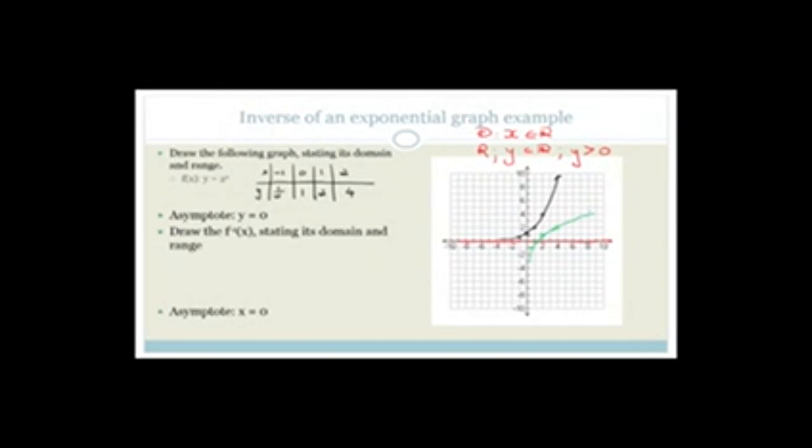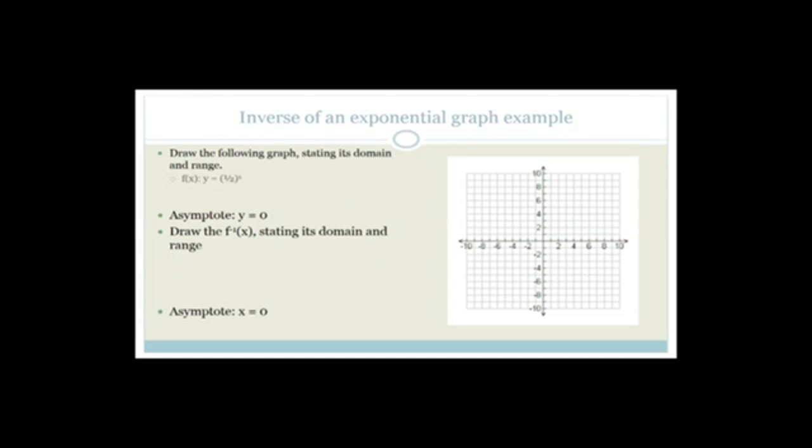It just said draw, it didn't say work out its formula or equation. That there is the inverse. And you will notice again, this time, that x equals 0 is your asymptote. And this time the domain is going to be that x is an element of real numbers, for x greater than 0. So it's all the values from there upwards. The range is going to be y is an element of real numbers, all the way from minus infinity to positive infinity. Okay, happy?